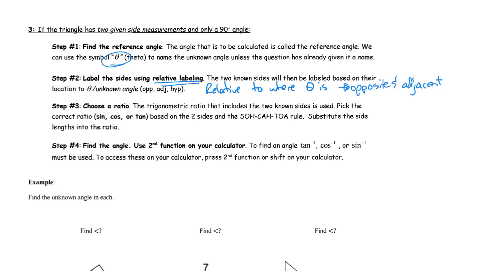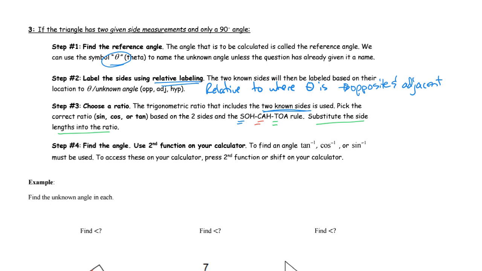Then we're going to choose a ratio. That ratio is going to depend on the two known sides, and we're just going to pick the ones that match up. For example, if we know the opposite and the hypotenuse, that's going to be sine. On the other hand, if we know the adjacent and the hypotenuse, that's going to be cosine. But let's say we don't even know what the hypotenuse is. Well, that gives us the tangent ratio.